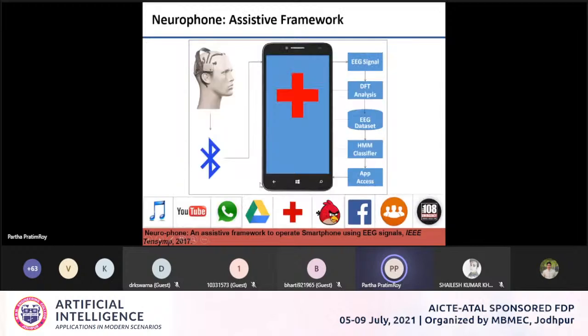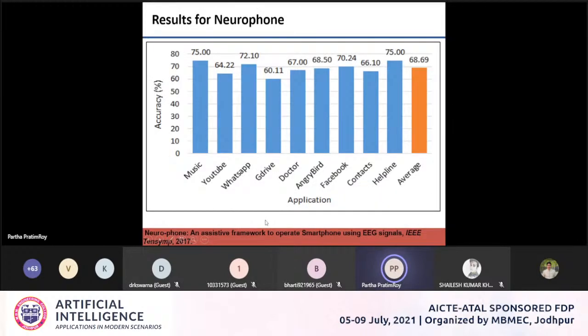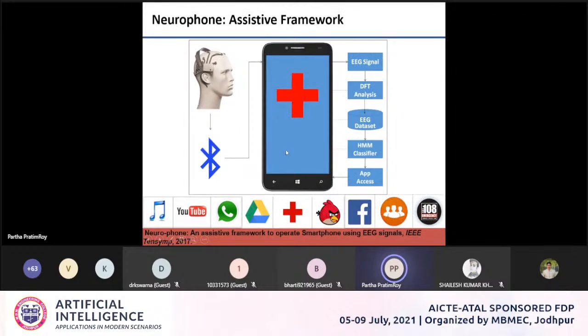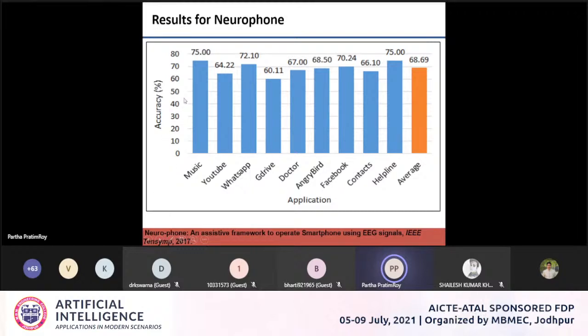For example, Drive. Okay, so this is Google Drive. So yeah, this is not good. And then some others, maybe music. Okay, music signal, music symbol. So like the music symbol, we could do it with a 75% accuracy.